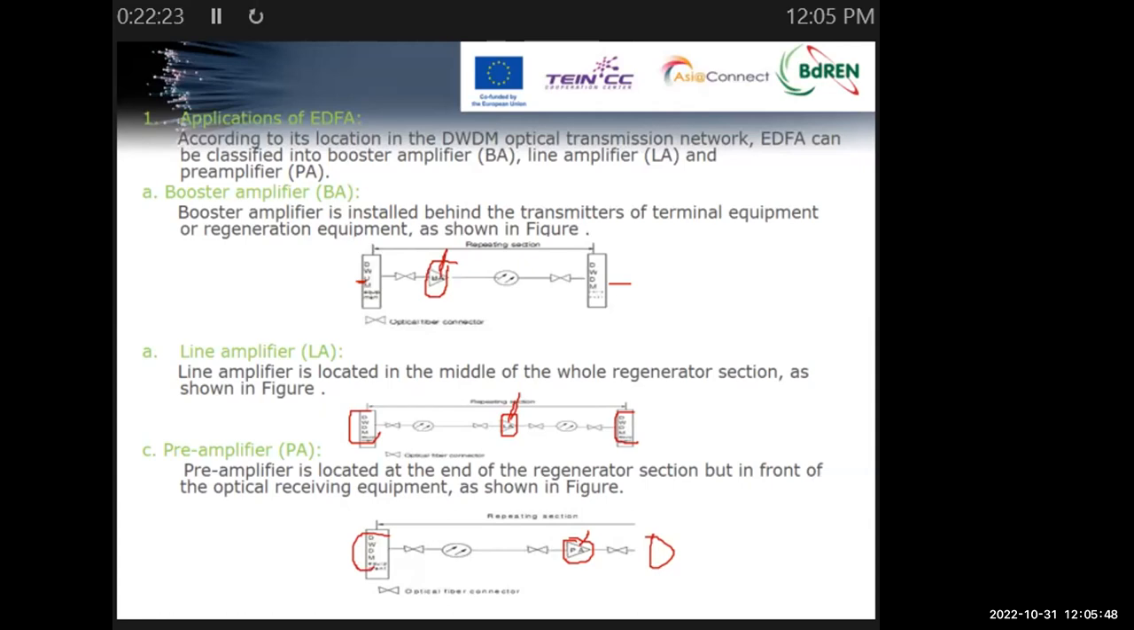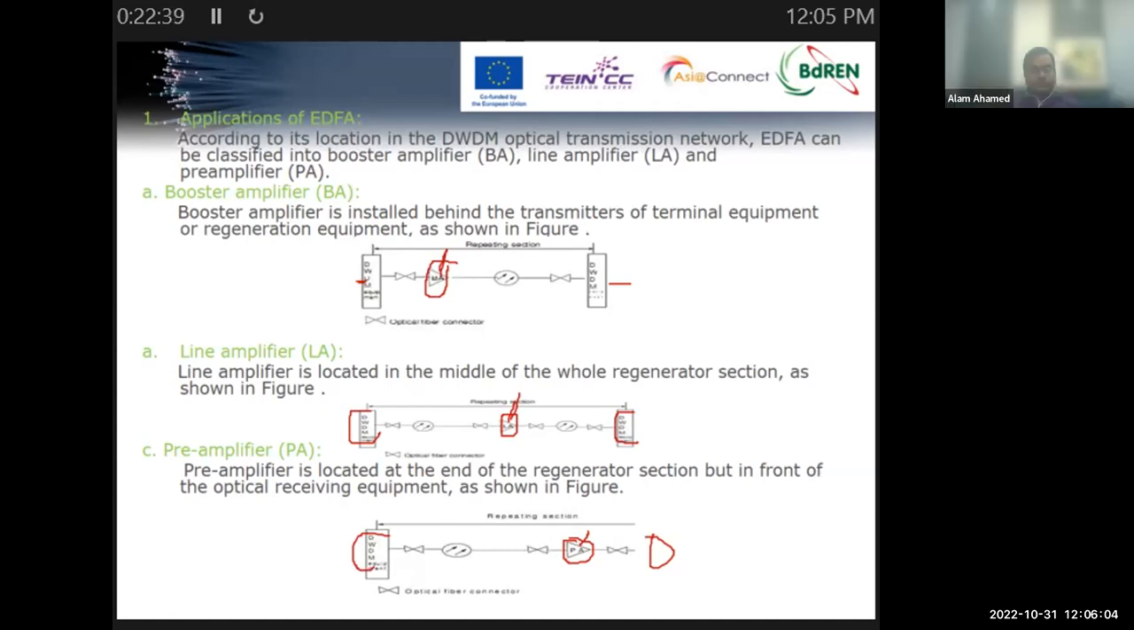Is there any specific property, like amplification range, etc., that distinguishes the PA, BA, and LA besides the place of installation? Can you see the question? Yes, I can see this.